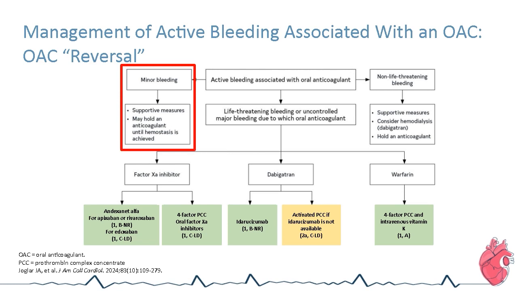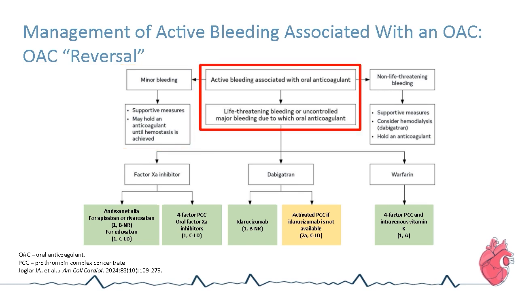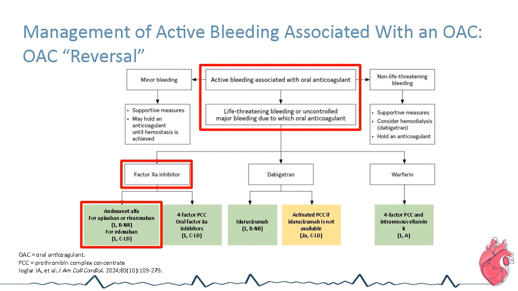For minor bleeding, we can take supportive measures, which include holding an anticoagulant until the bleeding has stopped. It can be pressure countermeasures or waiting it out. Next, if we have some active bleeding associated with an oral anticoagulant, if it's life-threatening bleeding or uncontrolled major bleeding, for factor Xa inhibitors, we need to consider the reversal agent andexanet alfa for apixaban or rivaroxaban.